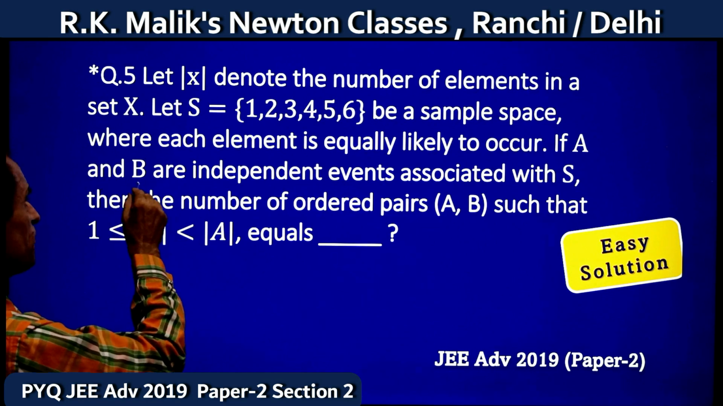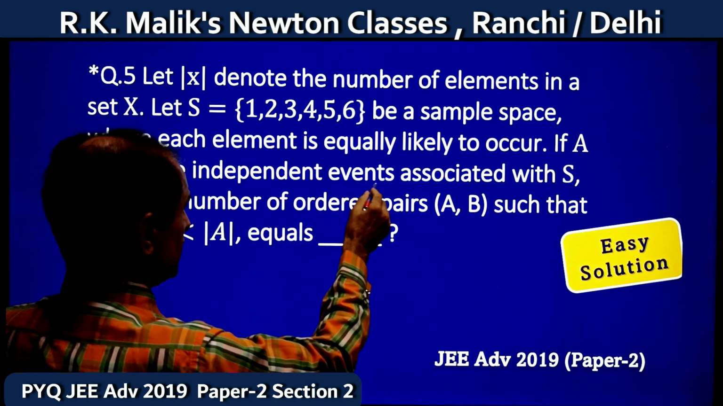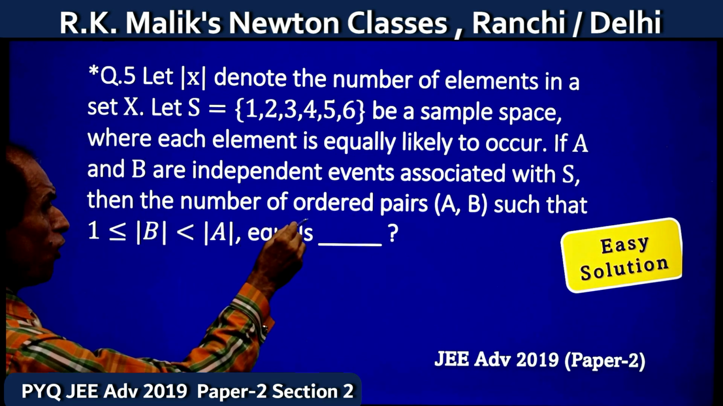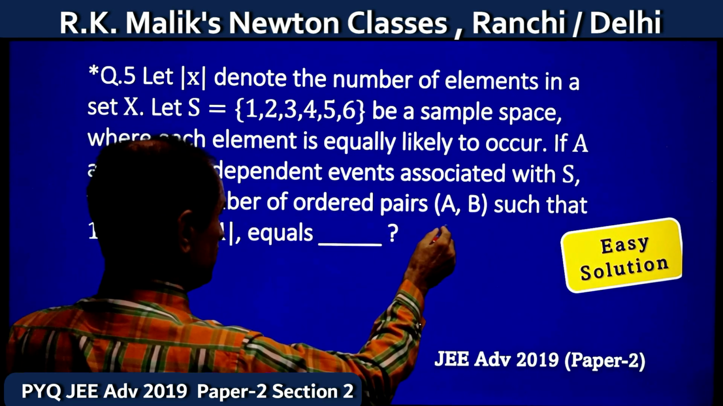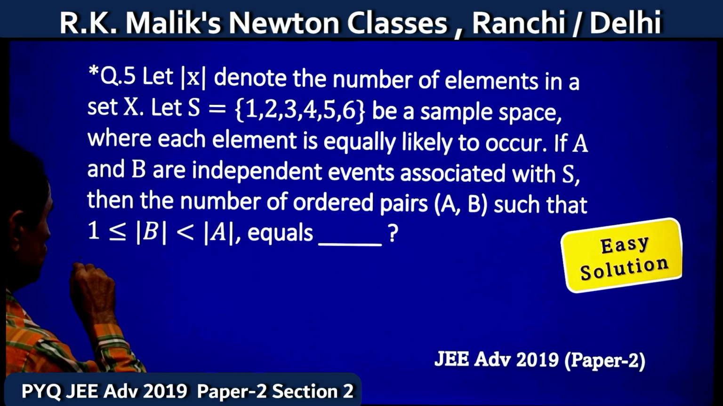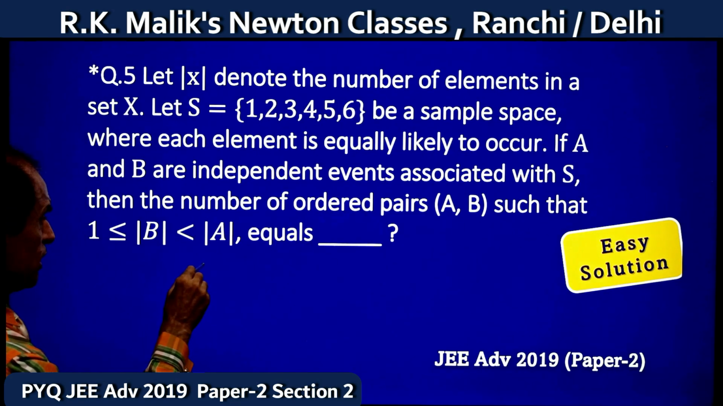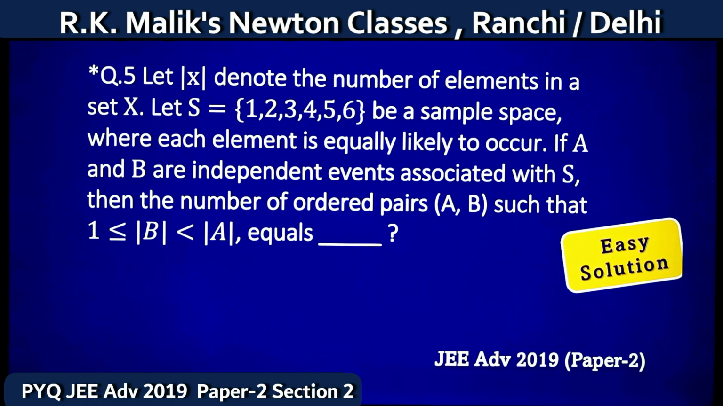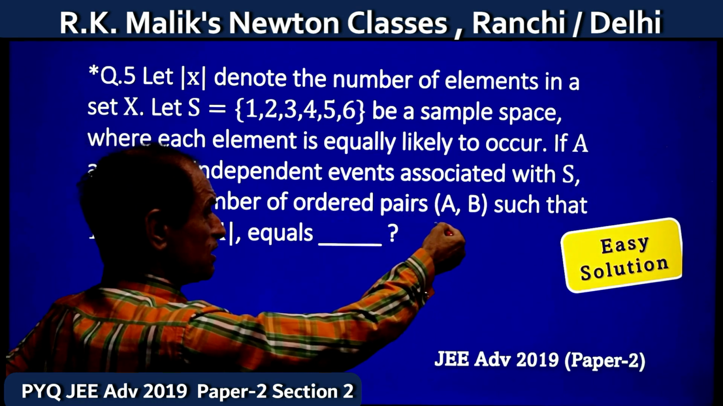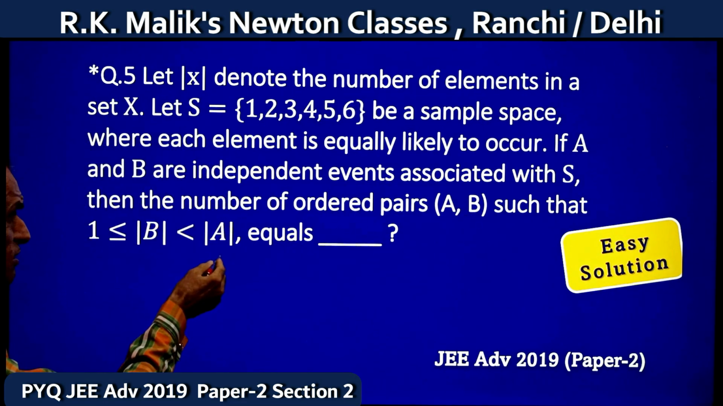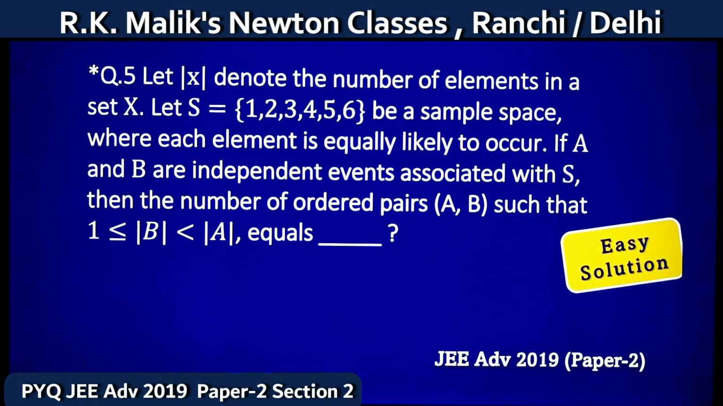If A and B are independent events associated with S, then the number of ordered pairs (A, B) such that 1 is less than or equal to mod B less than mod A equals dash. That is, you have to find how many ordered pairs (A, B) are there which satisfy this condition. Further, A and B are independent also.